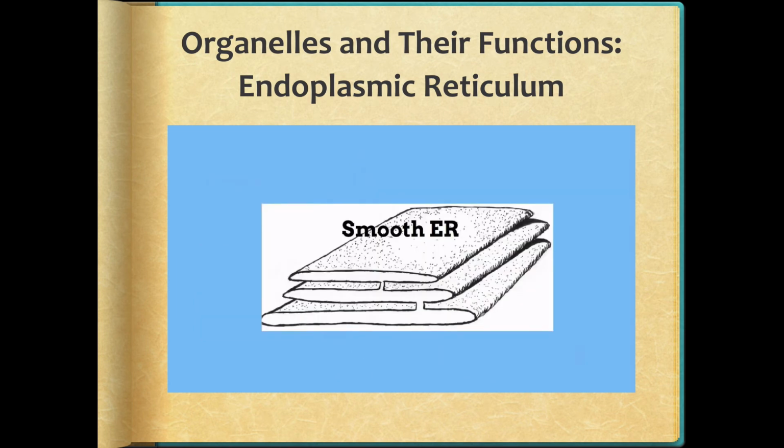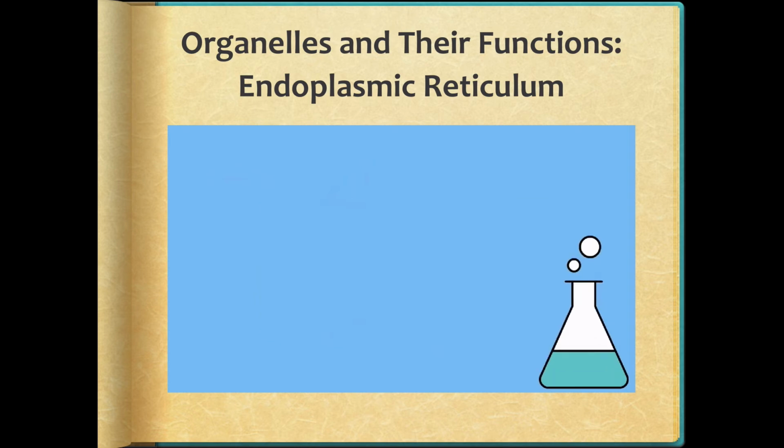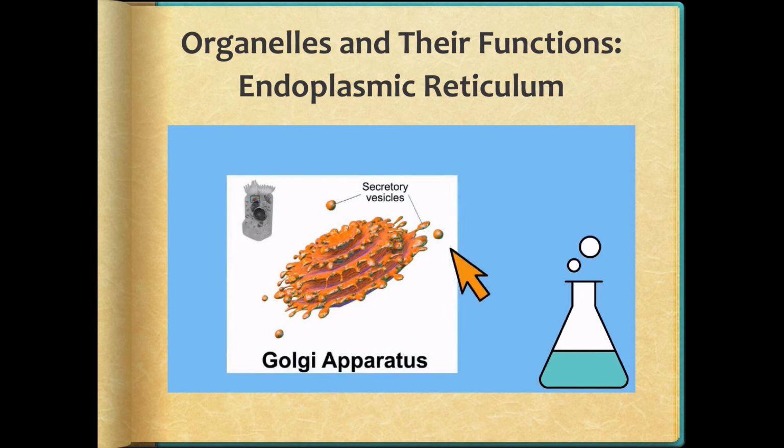Smooth ER looks smooth because it does not have any ribosomes. It has a different job than the rough ER. The smooth ER produces important chemicals called enzymes. Some of these enzymes will pinch off in a vesicle and travel to the Golgi apparatus.